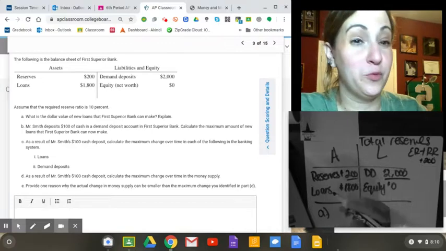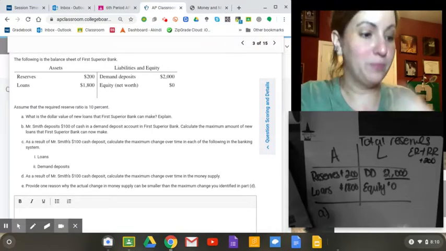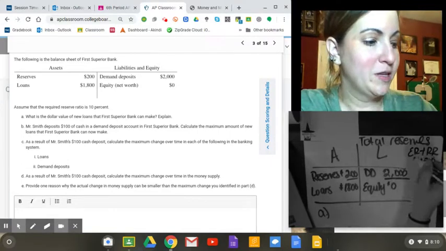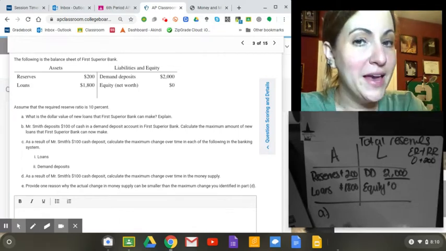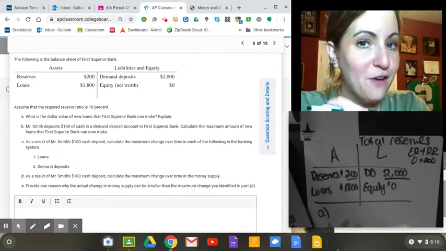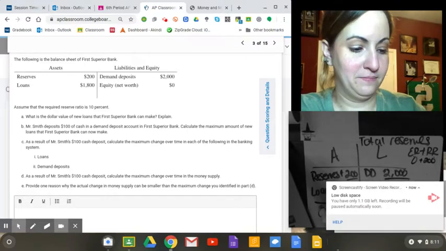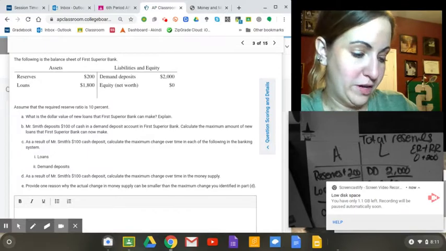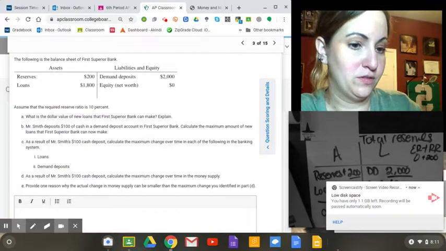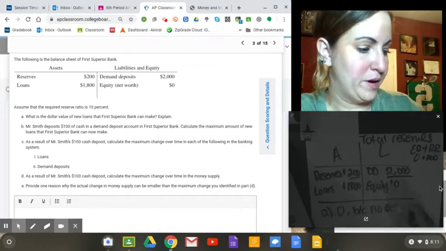If it had been 300, then I'd say 100 is left over if you take away 200, but there's only 200 in here, which means nothing is left over in excess reserves, which means they cannot make any new loans. Everything has been loaned out already, and there's nothing left in excess. So 0. And you would say, because it's already loaned out, because no excess reserves.